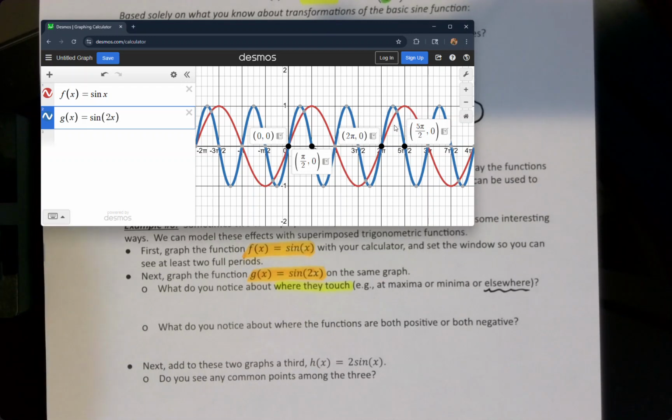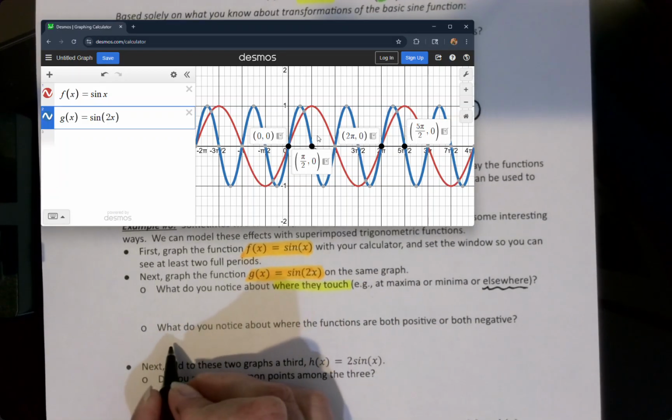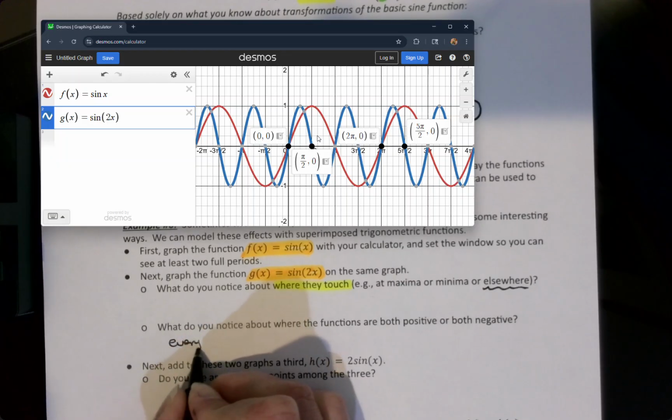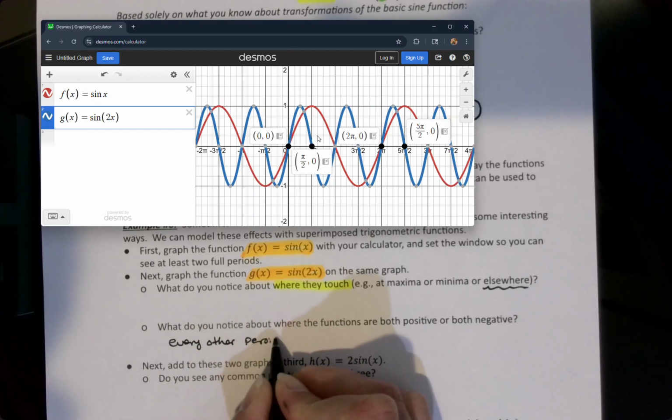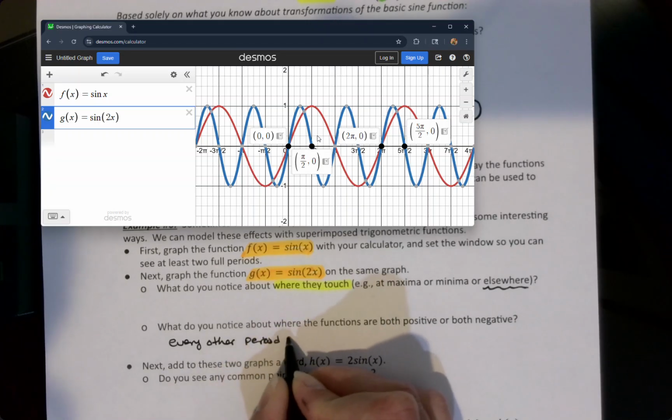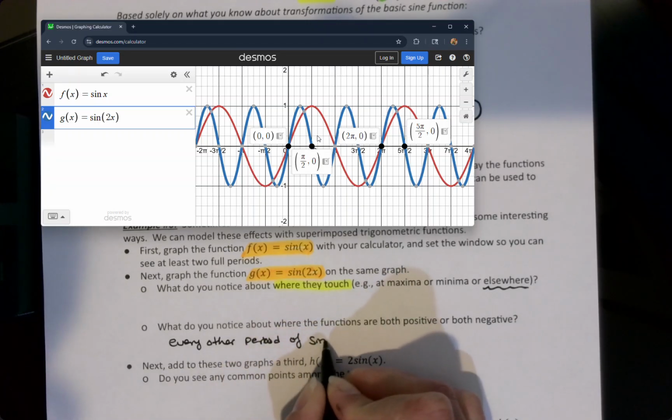In the third period, they're both positive. So it's every other period in the blue function. Okay, so they're both positive in every other period of the sine of 2x function.